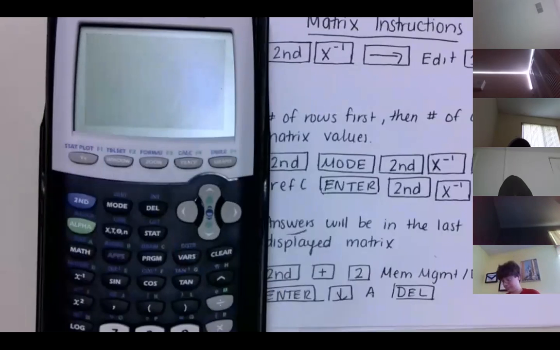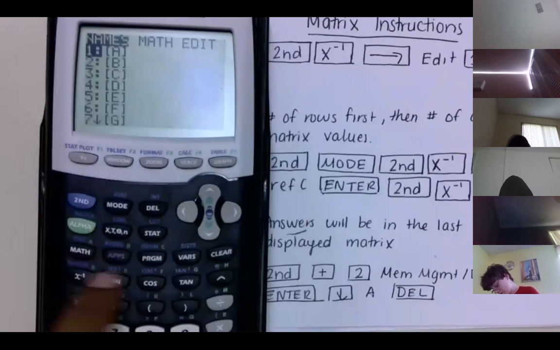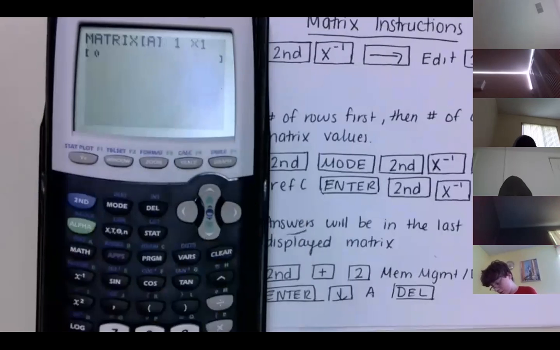All right, now let's start at the beginning. So we're gonna hit second, x to the negative 1, go over to edit, and then hit 1. And then this is a 3x4 matrix. We have 3 rows, 4 columns, so press 3, then press 4. Ooh, I don't want 43.